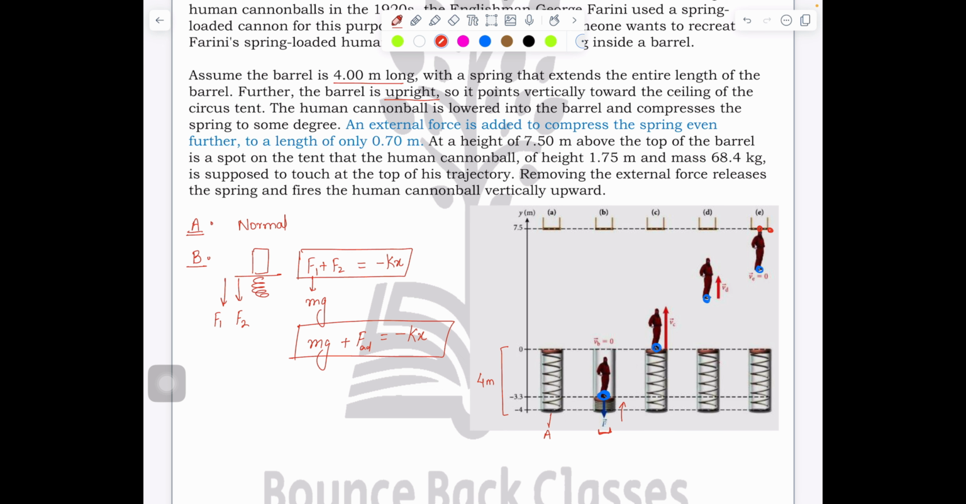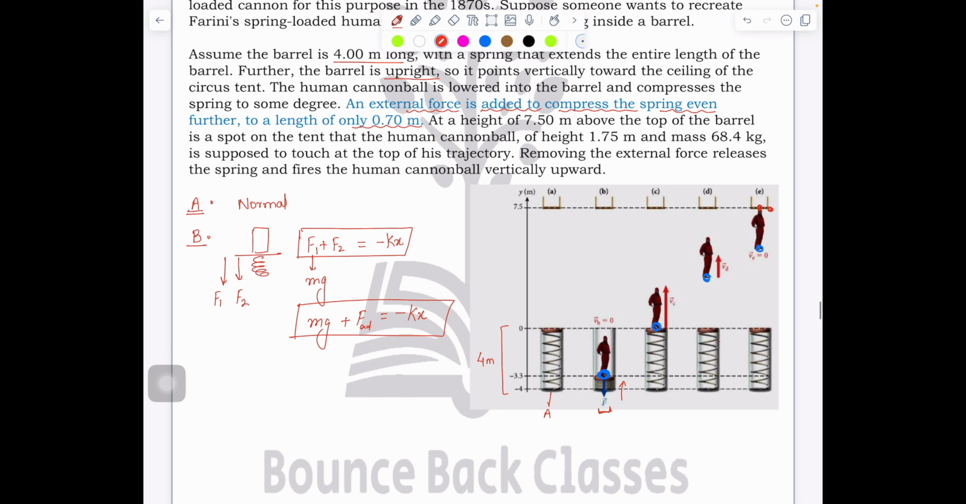Now the human cannonball is lowered into the barrel and compresses the spring to some degree. The external force, the added force, is added to compress the spring even further to a length of only 0.70 meter. So we are compressing it, and the height is 0.70 meter. There is a difference here. At the height of 7.5 meter above the top.